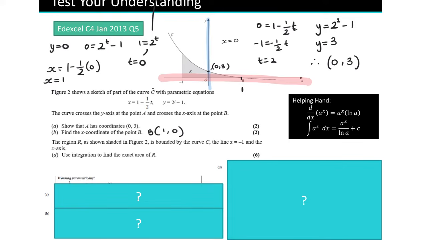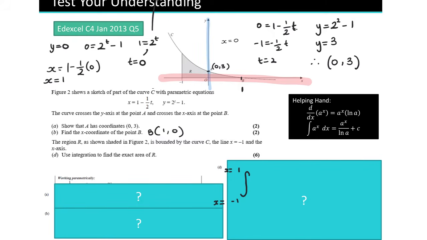Right, the next part of the question says, the region R shown shaded in figure 2 is bounded by the curve C and the line x equals -1 and the x-axis. Use integration to find the exact area of R. Okay, so what's going to happen is we're going to integrate between 1 and -1. Okay, so far, this is what we're going to integrate between.